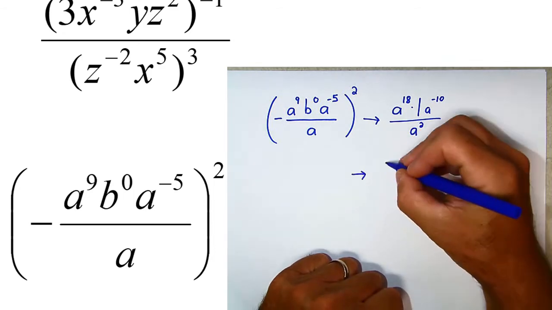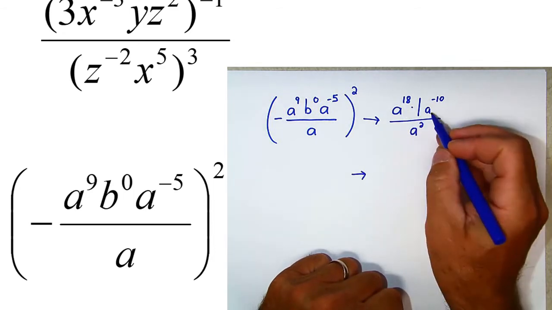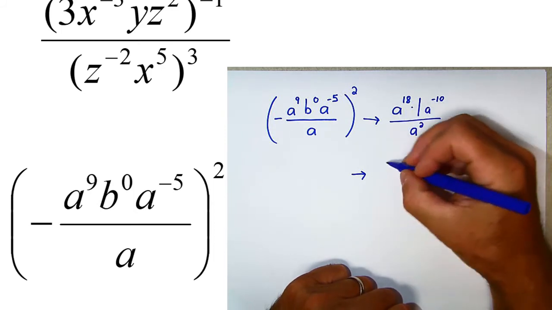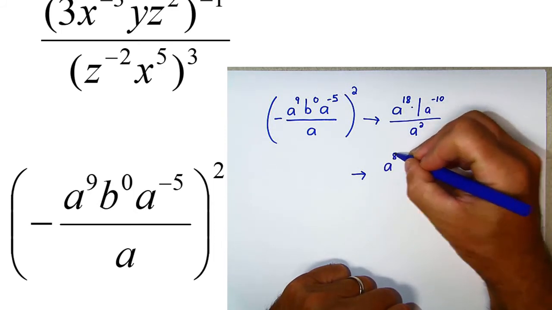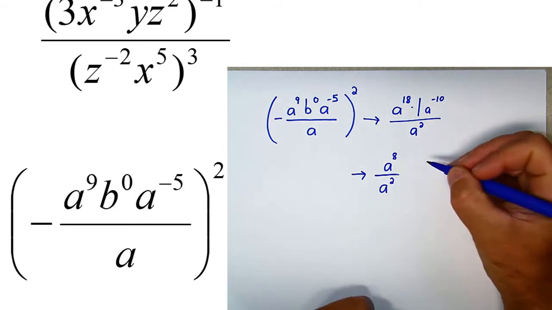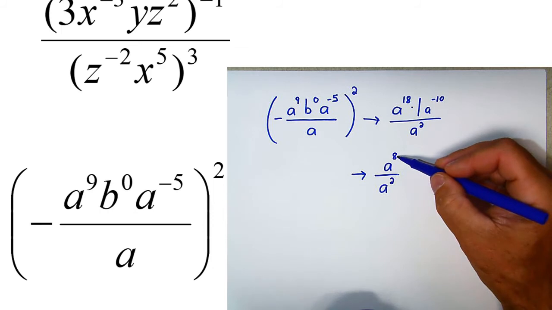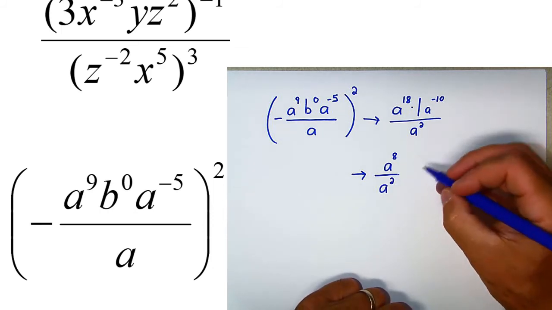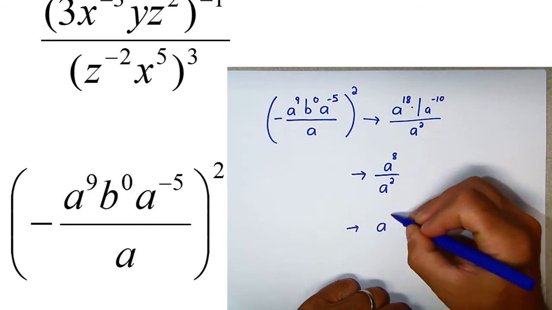So now we're left with a to the 18th times a to the -10. We can combine those. 18 minus 10 leaves us with just a to the 8th, or 1a to the 8th if you prefer, over a squared. And we have 8 factors of a on the top, but only 2 on the bottom. Those will cancel. In other words, we can subtract, and we are left with a to the 6th.